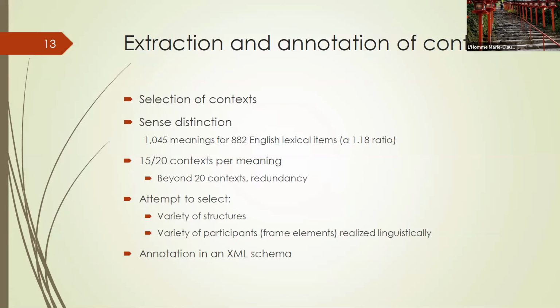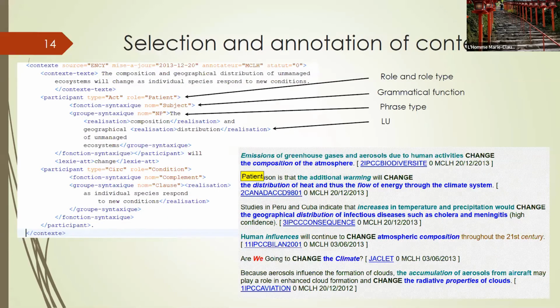When selecting contexts, we try to select a variety of structures. We try to select contexts in which frame elements will be realized differently. And we annotate in an XML file. So here you have a view of the file in which the annotators work, the XML, on the left-hand side, and on the right-hand side, you have the view online, in HTML.